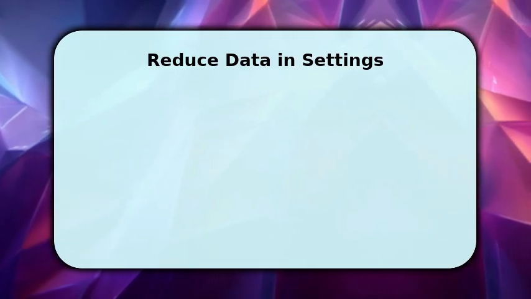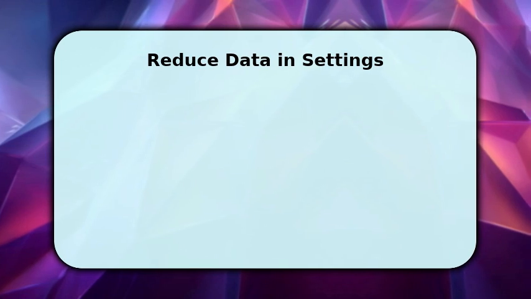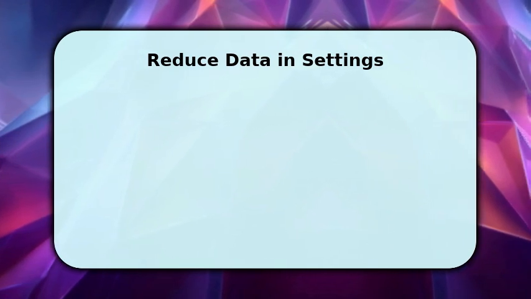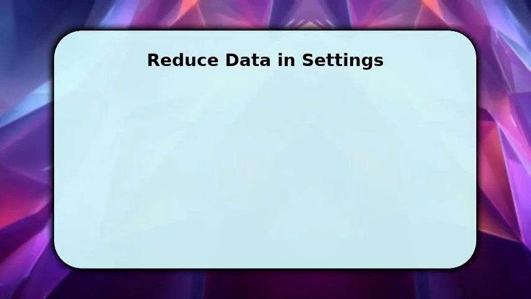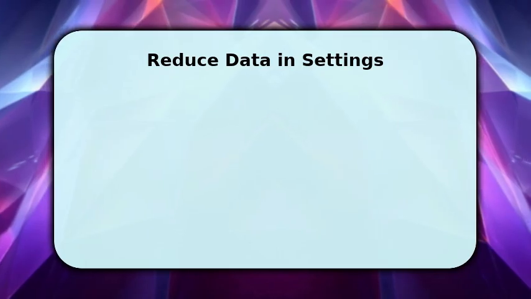Enable data saver mode to stop background syncing. Set streaming quality to 480p to reduce data use by about 50%. Disable Wi-Fi assist and automatic cellular updates to prevent spikes.